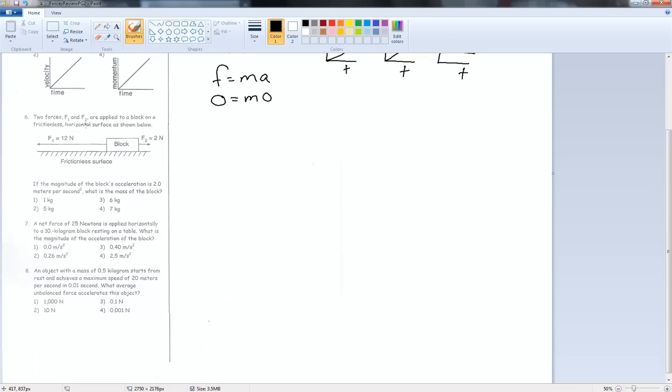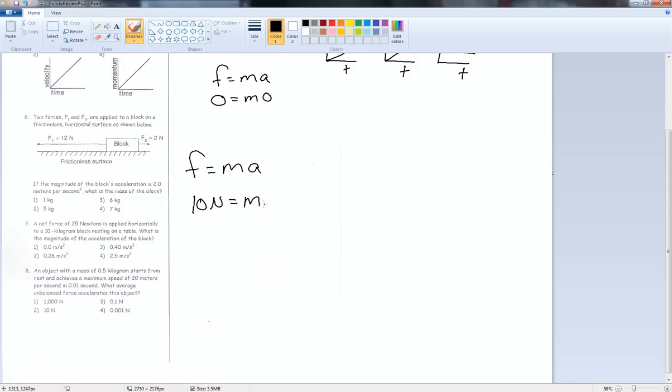All right, 2 forces, F1 and F2, are applied to a block on a frictionless horizontal surface. If the magnitude of the block's acceleration is 2 meters per second squared, what's the mass? So F equals ma. Let's look at the forces on this system. We have 12 to the left and 2 to the right. So the net force on this system is 10 newtons. 2 to the right, 12 to the left, gives us a total of 10 newtons.